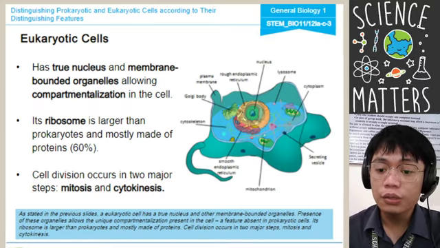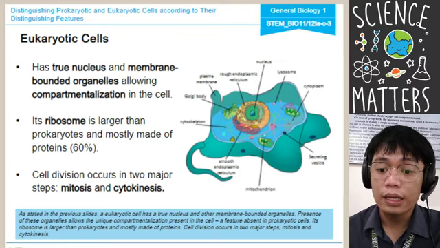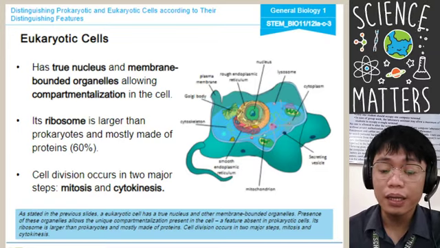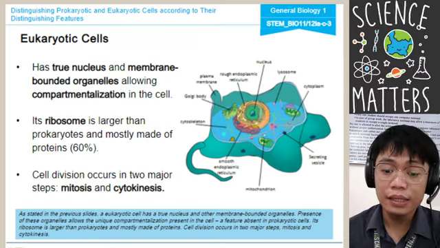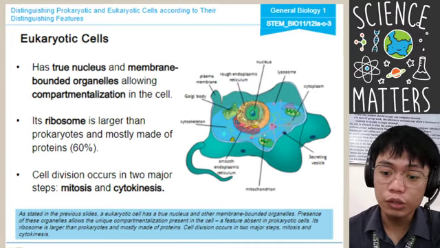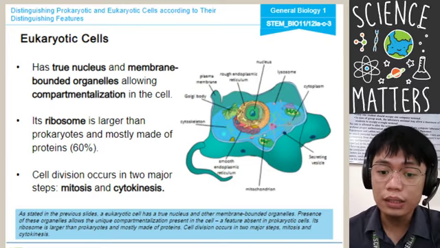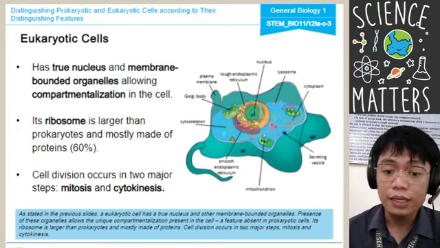Its ribosome is larger than the prokaryote's and is mostly made of proteins. Okay, the ribosome itself is made up of protein, and it produces protein. It extracts the RNA coming from the nucleus. Cell division occurs in two major steps, the mitosis and the cytokinesis. Mitosis takes place in the nucleus, while cytokinesis is the total separation of the cell itself.